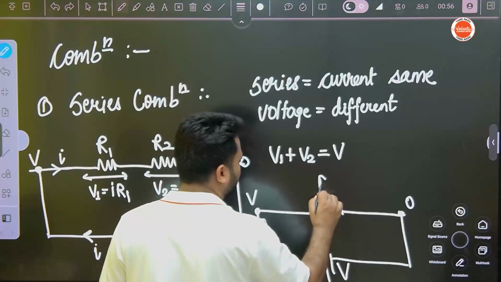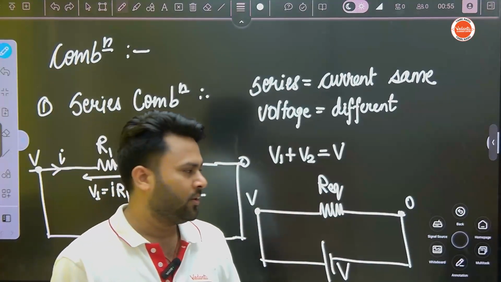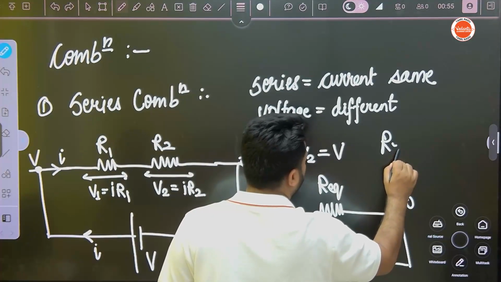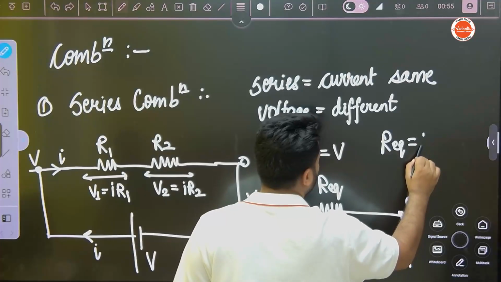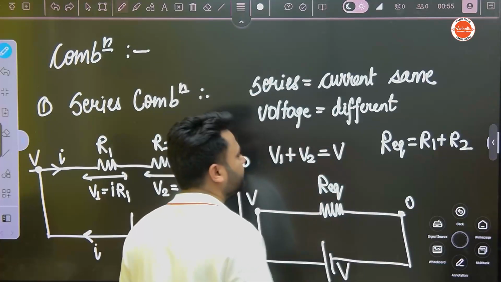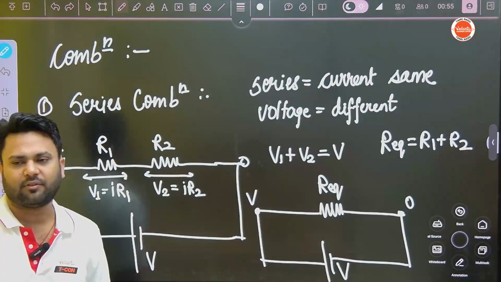So they asked what will be the R equivalent. Okay. So R equivalent, always remember in series is what? R1 plus R2. Just we add R1 plus R2. Correct? So R equivalent will be R1 plus R2.